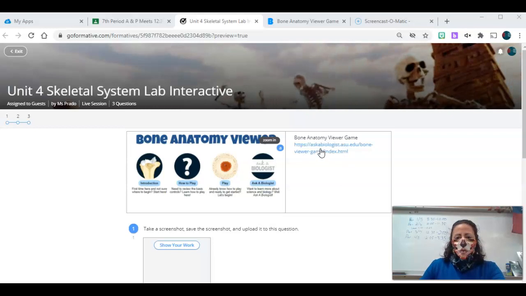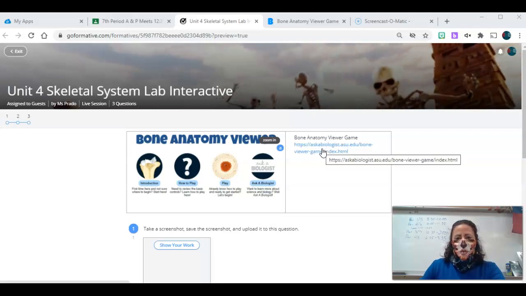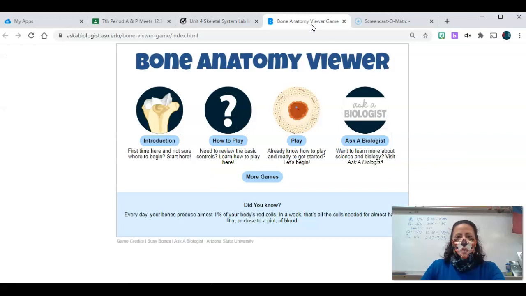All right, so the first one, this is a hyperlink right here. If you click on that, it should take you directly to the bone anatomy viewer. And there's a few things that you can go through here to get used to this. Oh, and I like this right here. Every time you refresh, like look, every day your bones produce almost 1% of your body's red cells. In a week, that's all the cells needed for almost half a liter or close to a pint of blood. And then if you refresh, it'll give you a new fact. So I just thought that was cool.